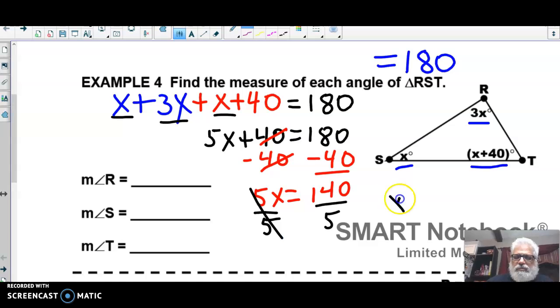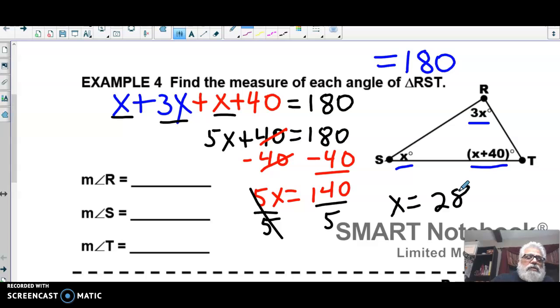And I get x is equal to 28. Now, I'm going to do only one of them. Basically, what you have to do once you find x is plug it back into the equation for that particular angle that they're looking for.